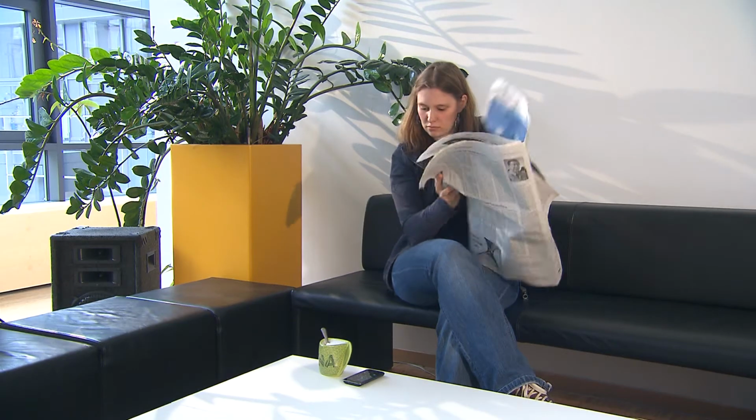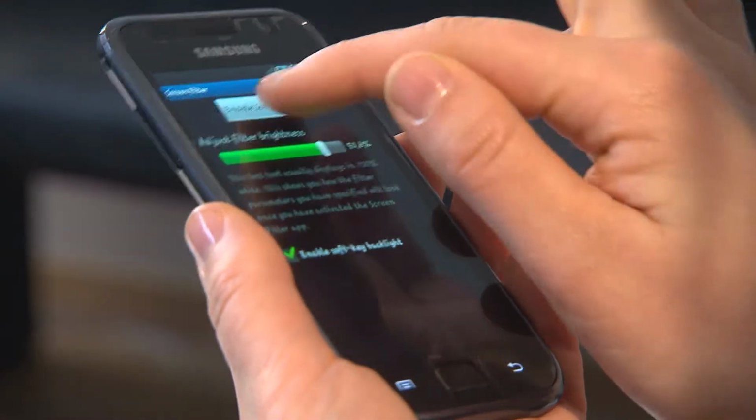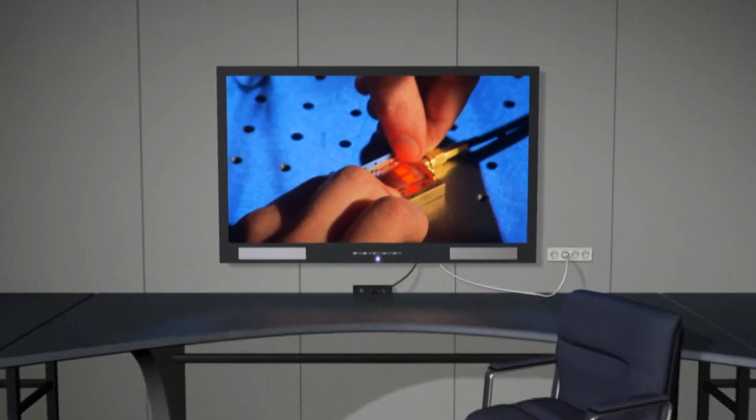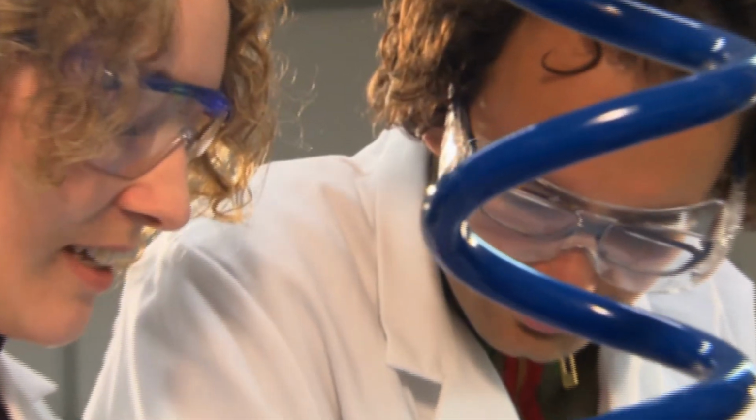They can be found already in the displays of mobile phones, OLEDs, organic light-emitting diodes. Their importance will grow further in the future. Existing technologies in lighting systems will gradually be replaced by OLEDs.